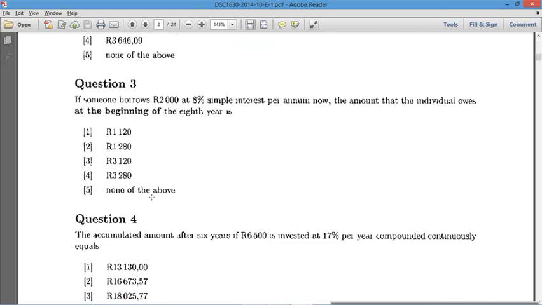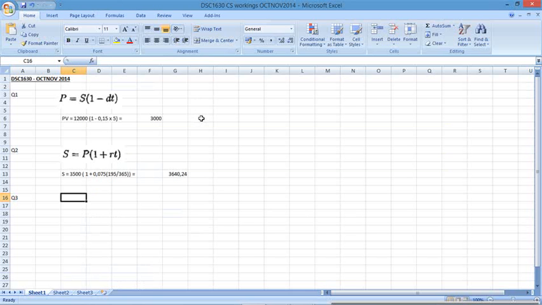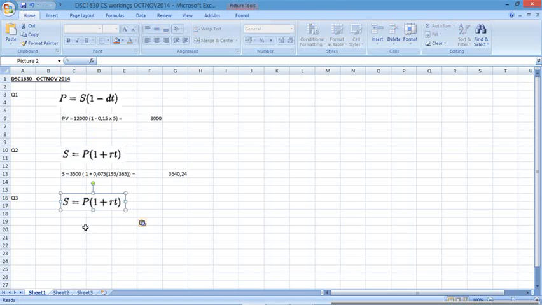Question 3. If someone borrows 2,000 at an 8% simple interest per annum, the amount that the individual will receive at the beginning of the 8th year. So beginning of the 8th year means, if it's the beginning of the 8th year, it's the end of the 7th year. So we're going to have to use that same equation that we used here, but I'm going to be substituting in a different n than the one in the question. Why? Because I'm looking for the future value.